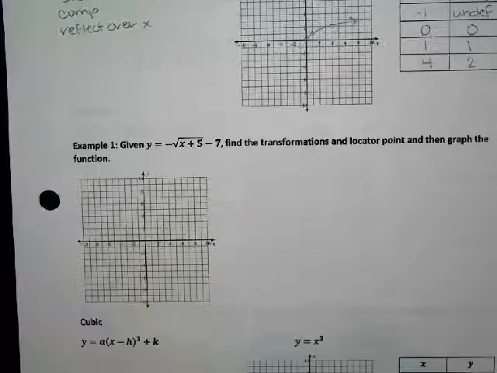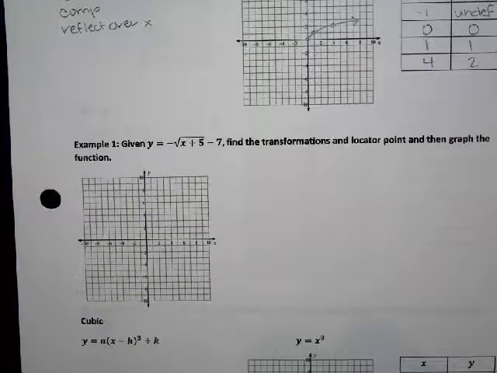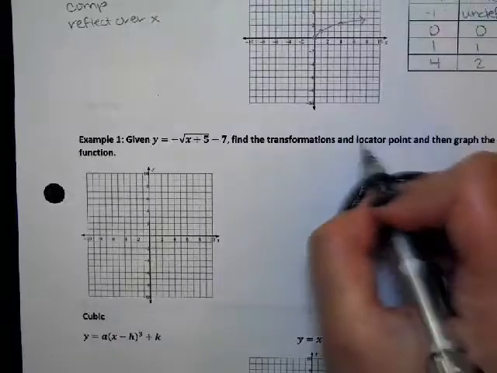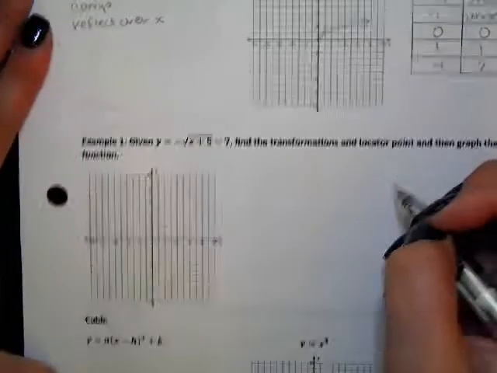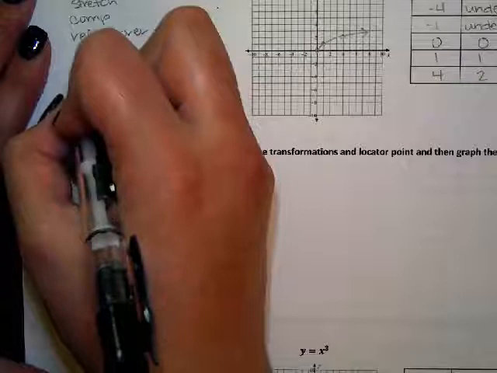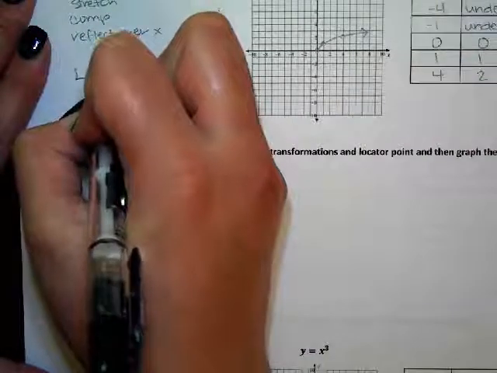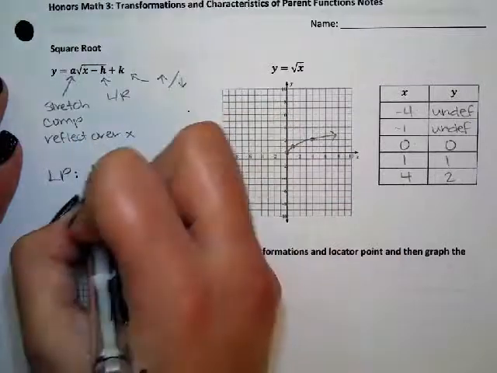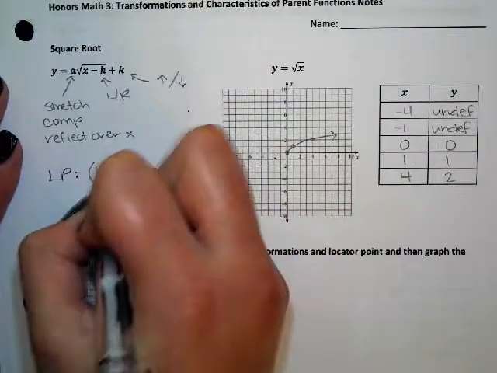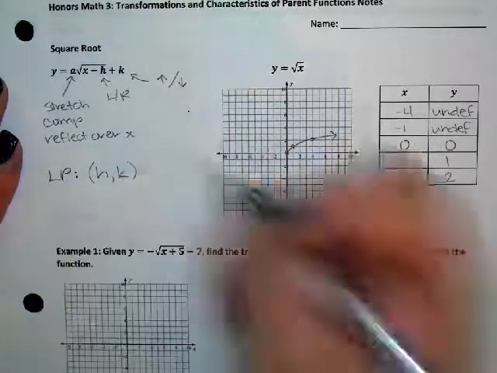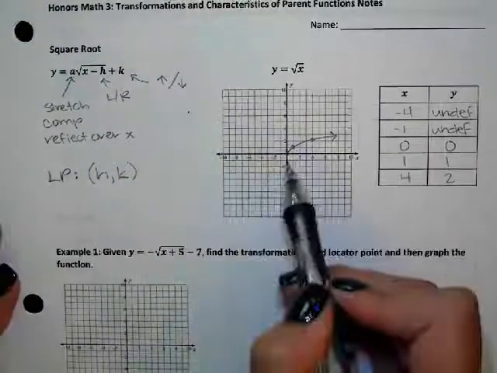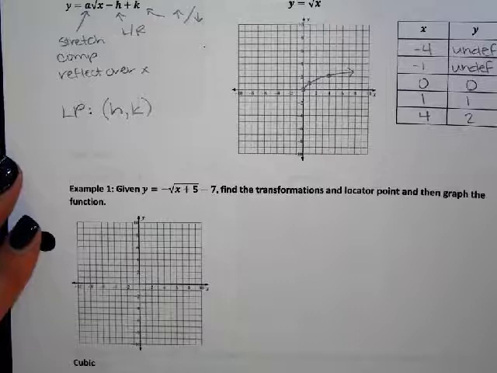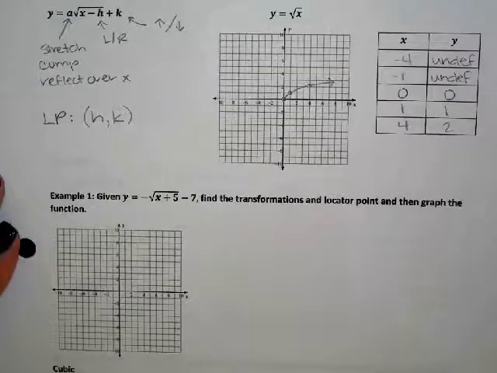Given y equals negative square root of x plus 5, minus 7, find the transformations and the locator point. So here we're not going to call it a vertex, we're going to call it a locator point. And just like before, the h and the k are going to help us find the locator point, kind of what we think of as the vertex. So it's going to be this point. Find the transformations on the locator point and then graph the function.